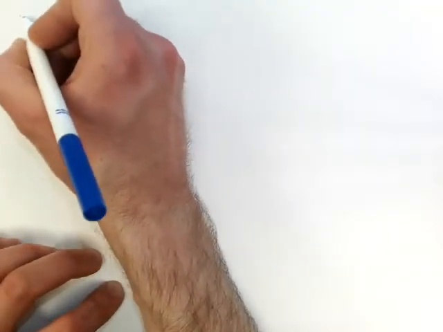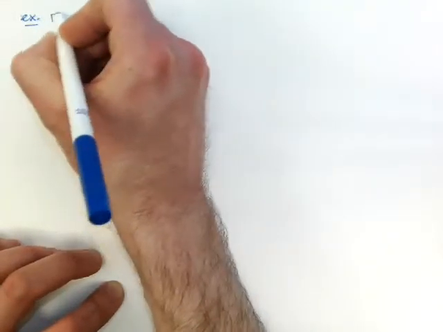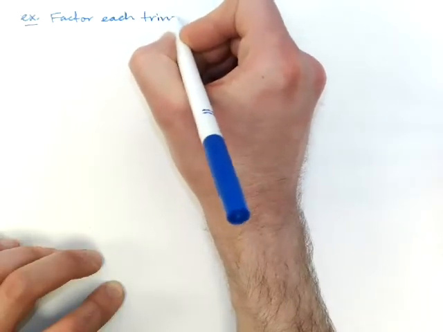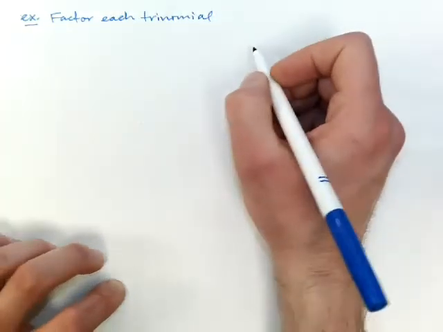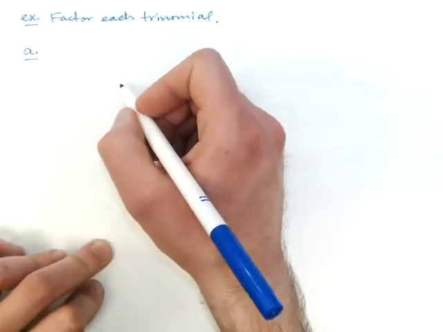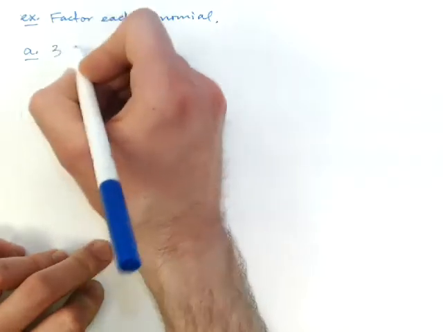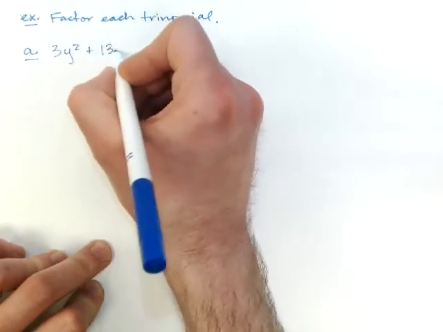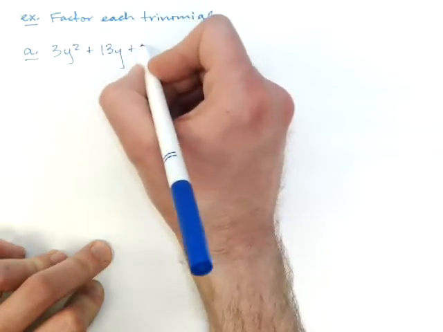Okay, so let's just work a few more examples here. Factor each trinomial. All right, first one, let's try 3y squared plus 13y plus 4.